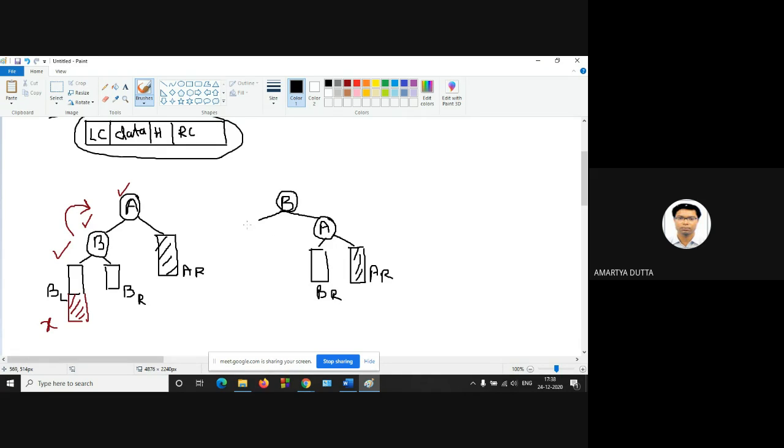And this is your BL plus X. This is the total BL plus X. So this rotation is called the LL rotation. Is it clear? Any confusion? Anyone?